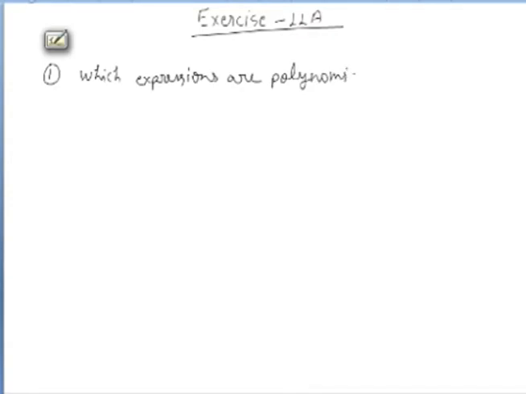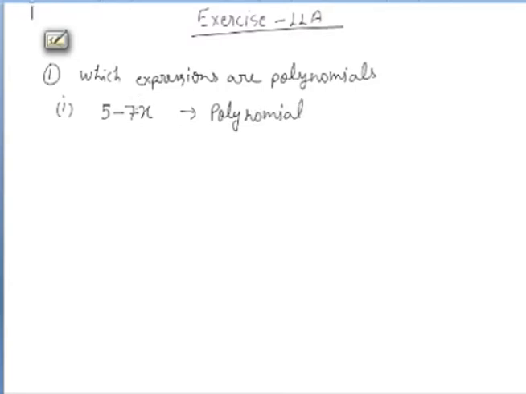Polynomials. Okay, so our first question is 5 minus 7x. So this is a polynomial. Why is this a polynomial?